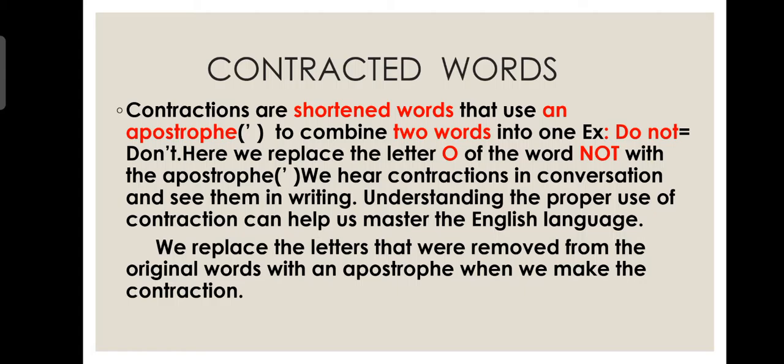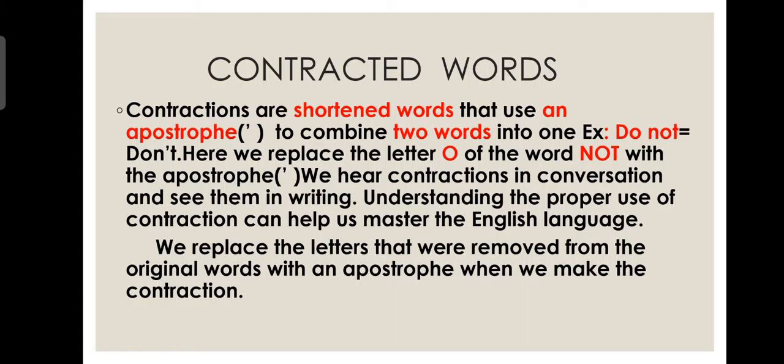For example, do not. Do not is the full form of the contracted word don't. D-O-N-T. So here, how have we done the contraction? Do remains as it is. The first word remains as it is. And in not, we remove the O from not. And this O is replaced by the apostrophe mark. Okay. So this is what we do. The purpose of the apostrophe is to replace the letters.